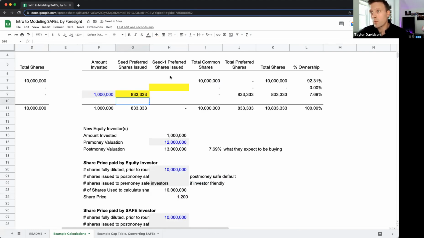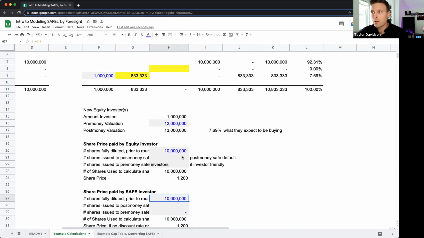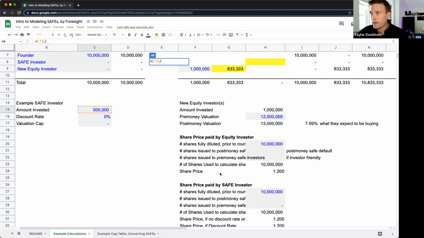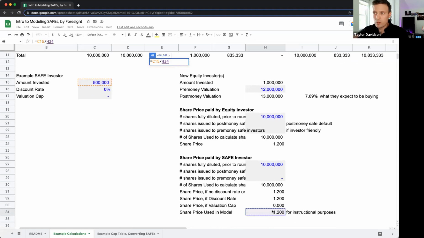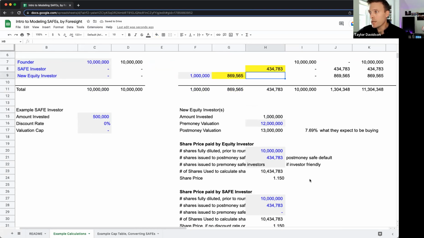And then I say, okay, how many shares is the SAFE investor purchasing? I'm saying they're also getting the same, so for purposes of this I'm just including the full 10 million to start off with. They're buying 500,000 divided by the price that they're paying. So I have these two different structures here, calculating the share price paid by the equity investor and the share price paid by the SAFE investor. And you'll see, let me delete that for a second, that if you don't do any corrections, they're purchasing at the same price, and this is the ownership they're purchasing.